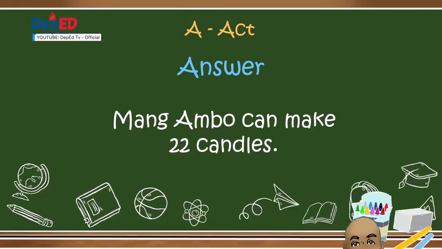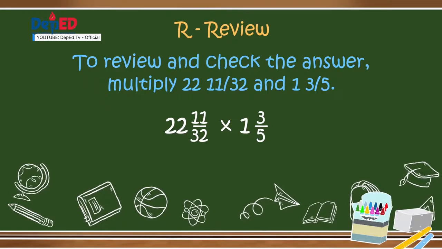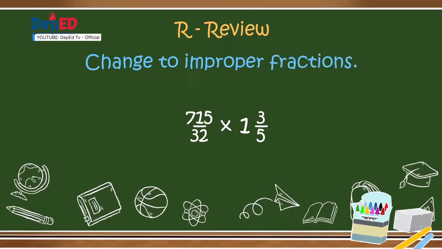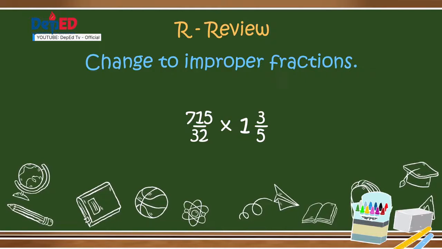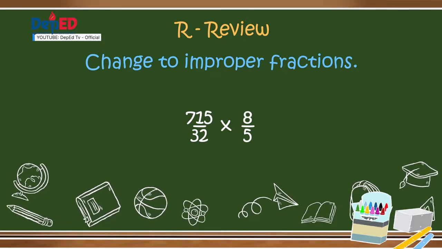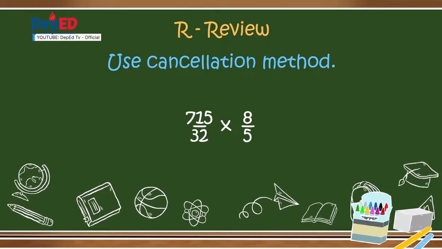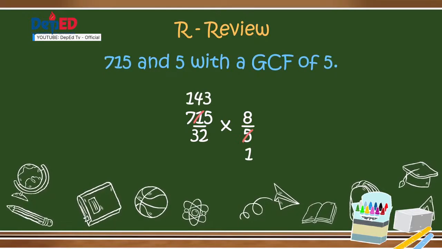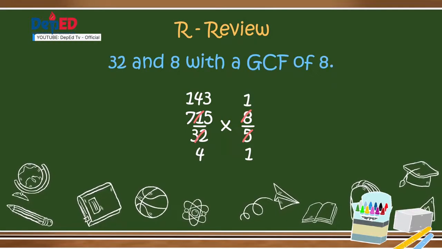Finally, to review and check the answer, multiply 22 and 11 over 32 by 1 and 3/5. Change to improper fractions. 22 and 11 over 32 is equal to 715 over 32. 1 and 3/5 is equal to 8/5. 715 over 32 times 8/5 equals, using the cancellation method, 715 and 5 with a GCF of 5, 32 and 8 with a GCF of 8.